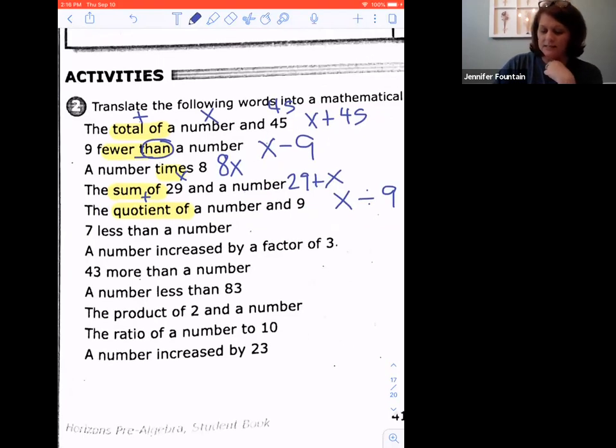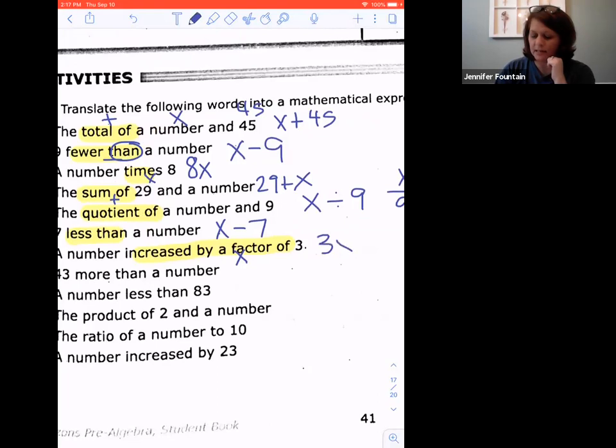The next one is 7 less than a number. Remember, we talked about if it says than, my number is going to come first, or whatever comes after than. So that's going to be x minus 7. A number increased by a factor of 3. Okay, remember that indicates multiplication. So if I'm multiplying the variable x and 3, I would just write that as 3x.